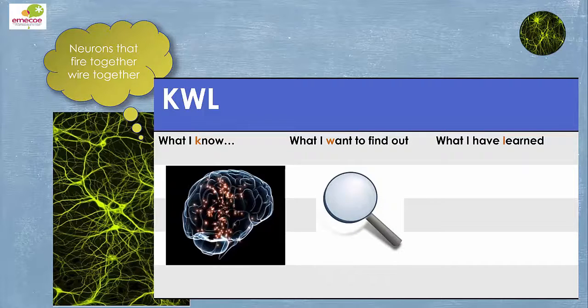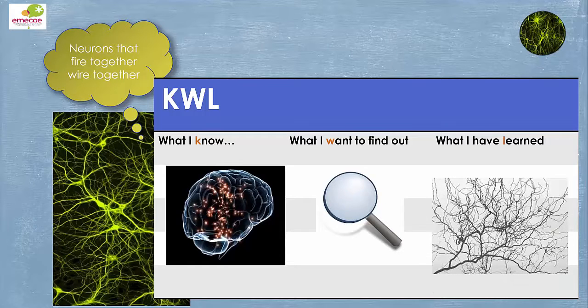W stands for what I want to find out. Learners search their brains for possible questions, possible connections, and missing links that will guide their perception during the lesson.